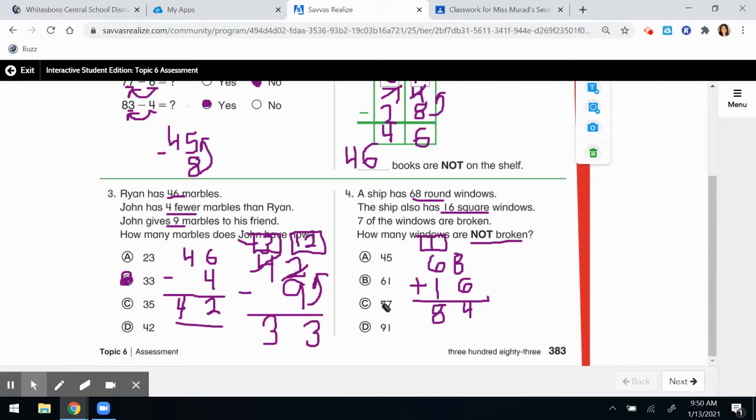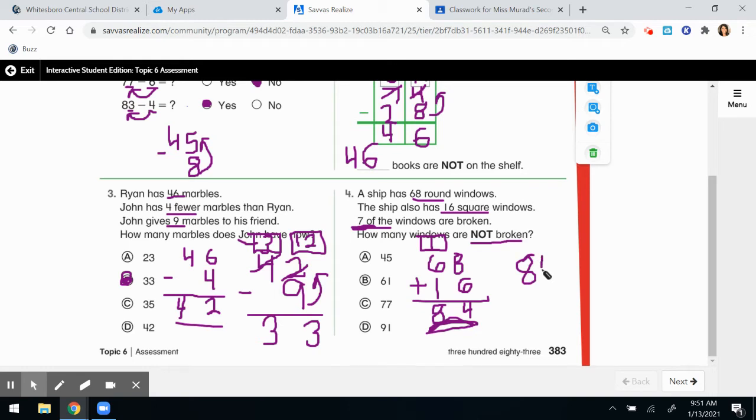Now, I need to find out how many weren't broken. I want to find out how many are still together. Now, to figure that out, I need to take away what I know. I need to take away that 7 because those 7 windows are the ones that are broken. So if I take away those 7 windows that are broken, I'll be left with my windows that are not broken. So I start with my new number, 84. That's how many windows there are.